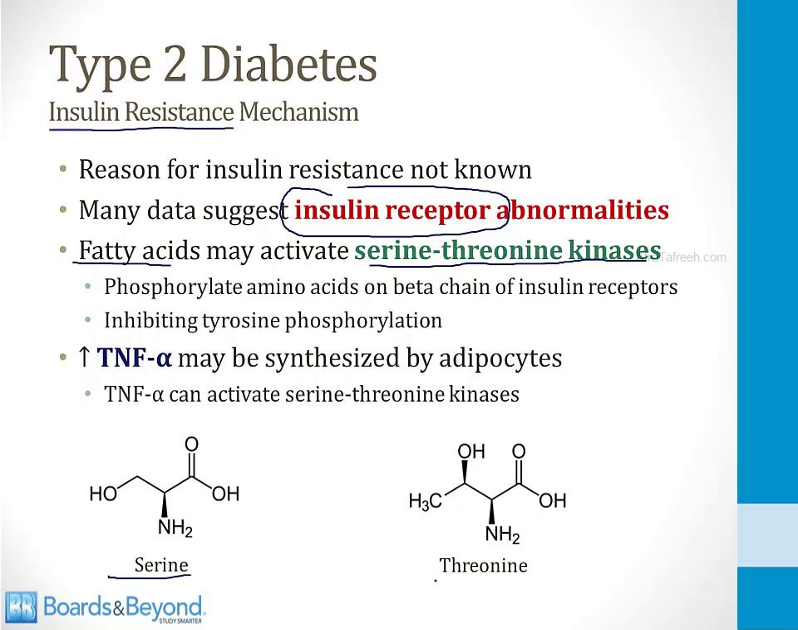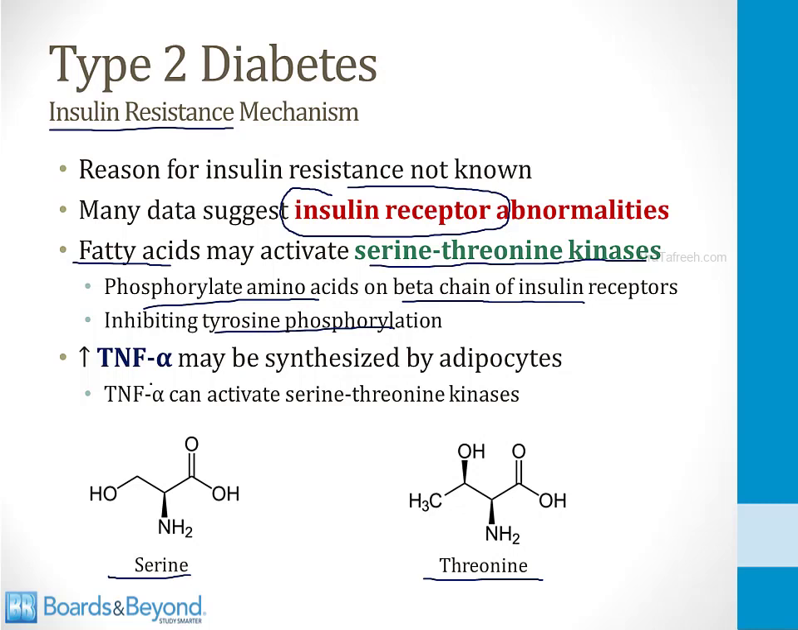At the right side of the screen is the amino acid threonine. And these amino acids are found in the beta chains on insulin receptors. And these serine-threonine kinase enzymes may phosphorylate these amino acids. And when they become phosphorylated, the insulin receptor becomes inhibited in conducting tyrosine phosphorylation, which is an important step in activation of the insulin receptor.